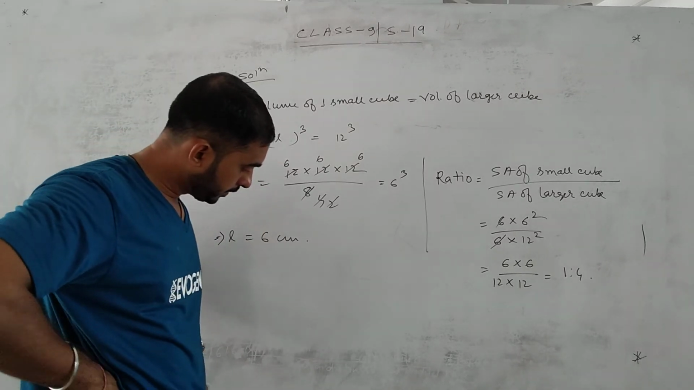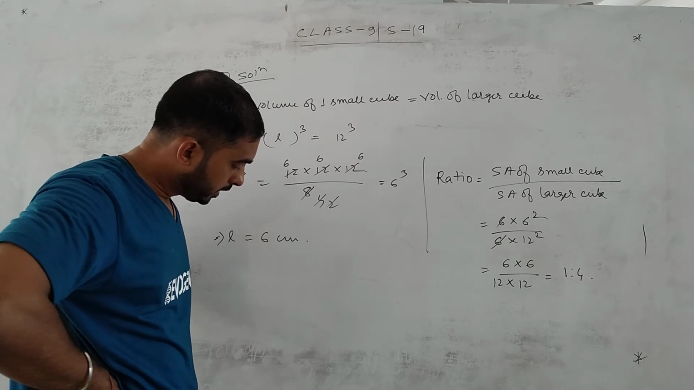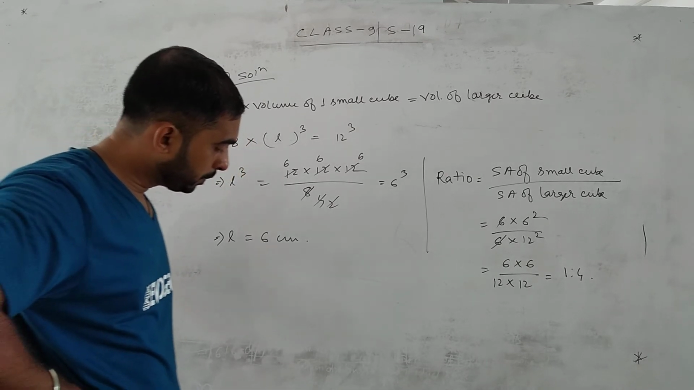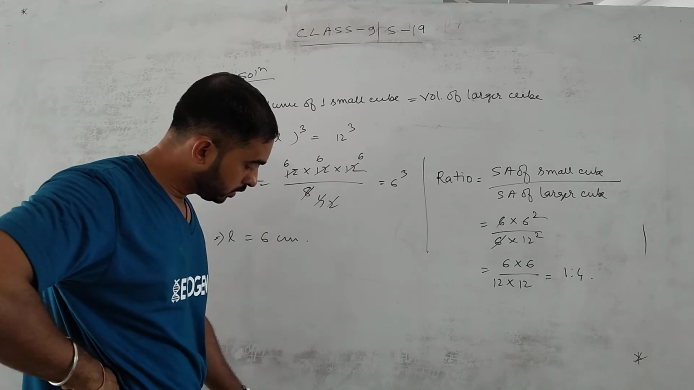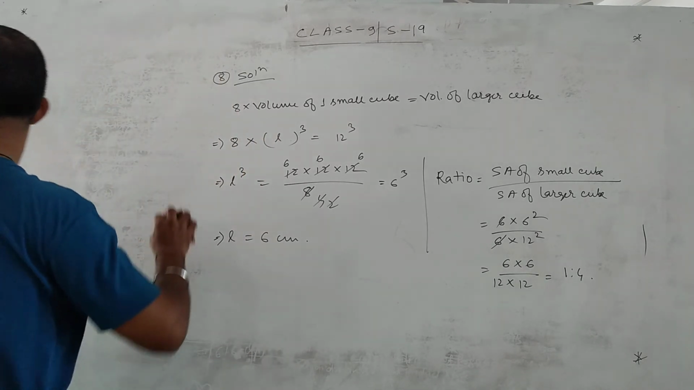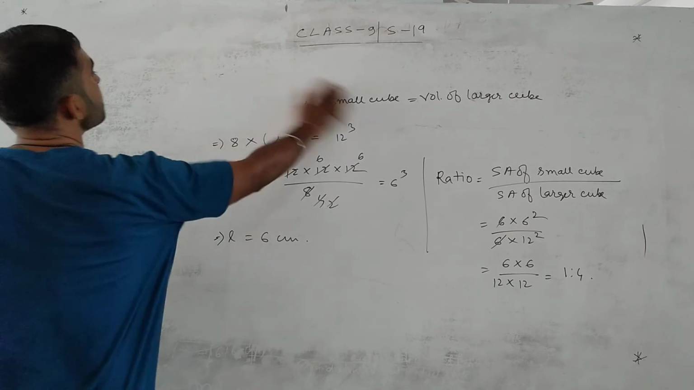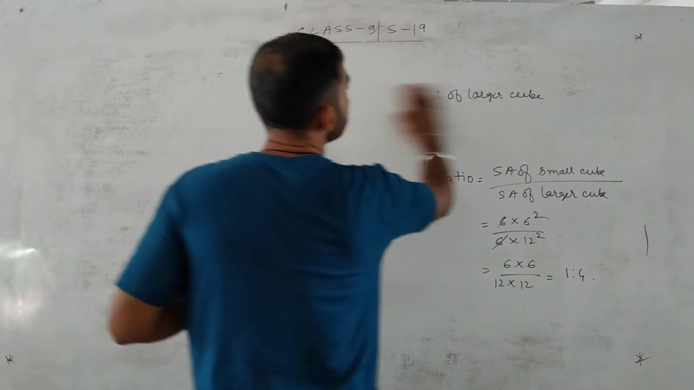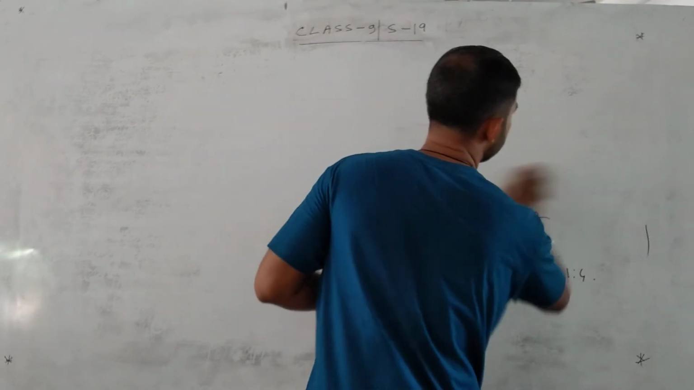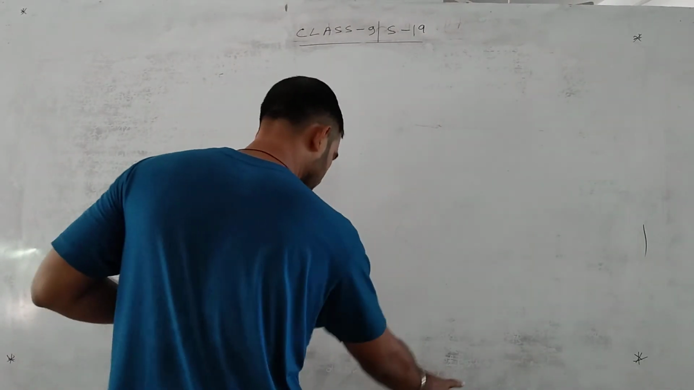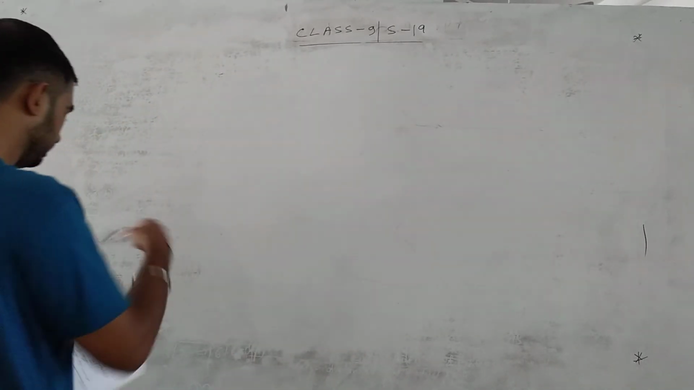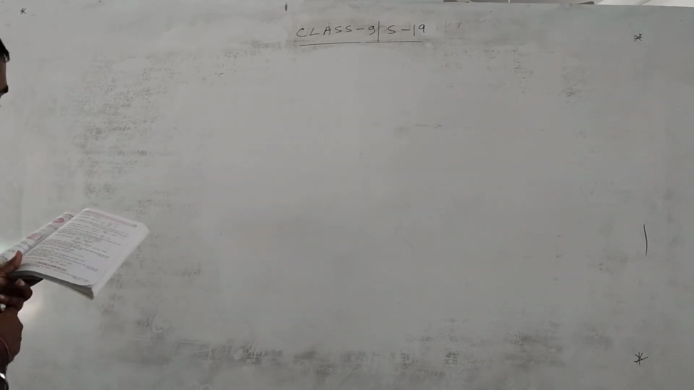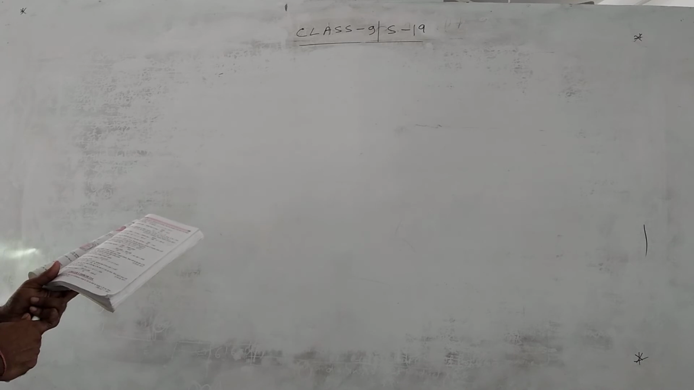Now the next question: a river 3 meters deep, 40 meters wide is flowing at a rate of 2 km per hour. How much water will fall into the sea in 1 minute? Depth is given, width is given. Length is not given, but the speed of the water is given, that is 2 km per hour.